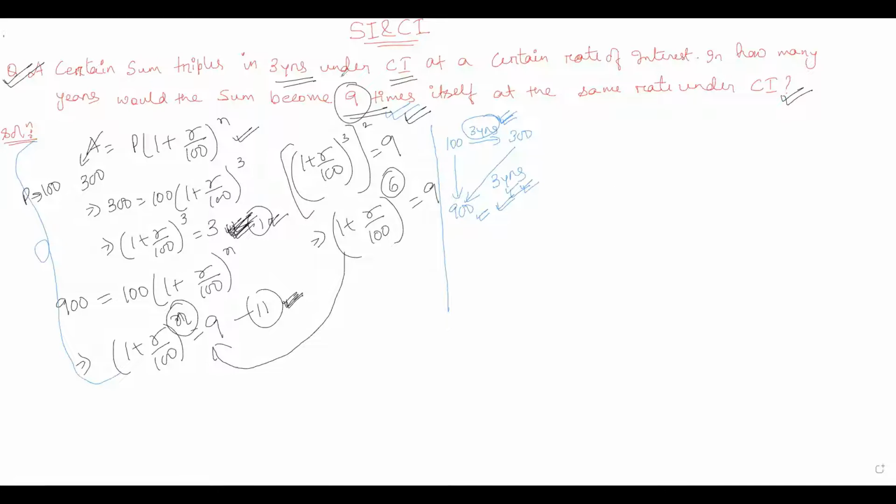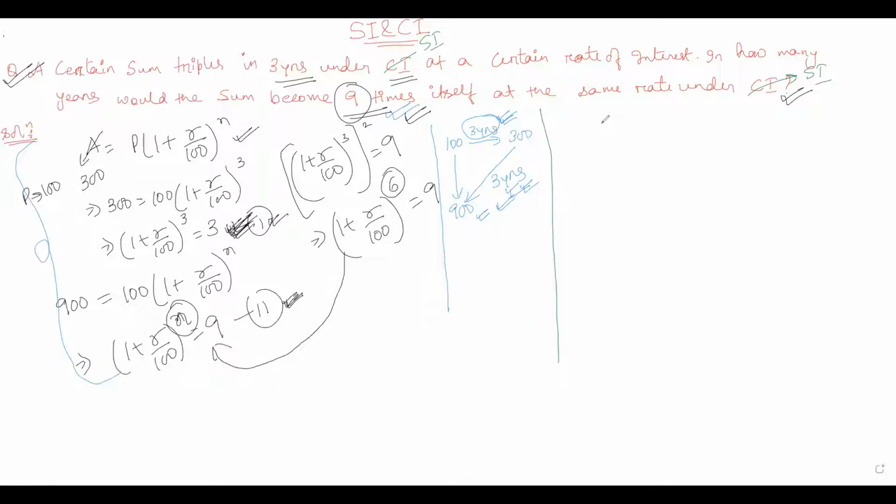Now suppose the same question has been given for SI. That means a certain sum triples in 3 years under SI at a certain rate of interest. In how many years would the sum become 9 times itself at the same rate under simple interest, that is SI? We can proceed in a similar way: we can either go by the formula or by the logic. So let us use the formula first.